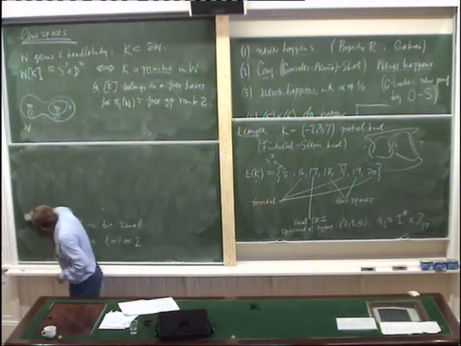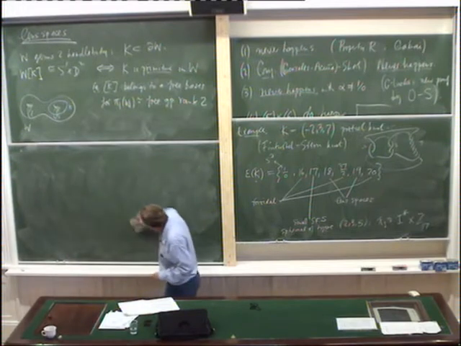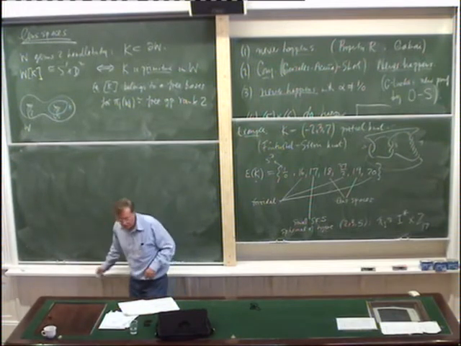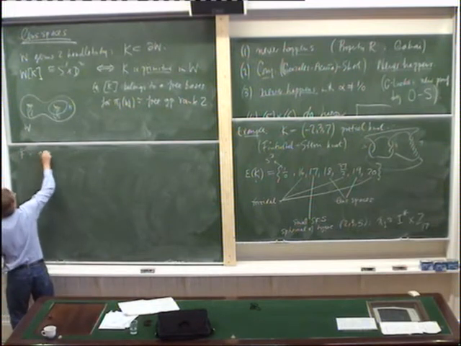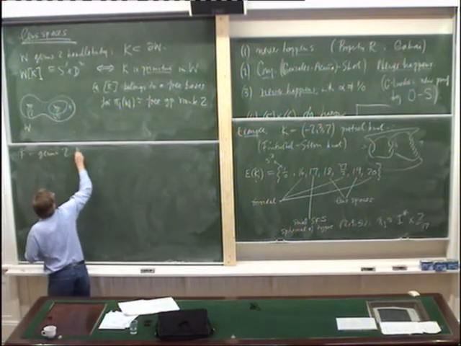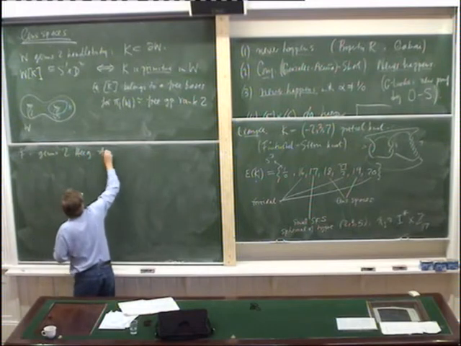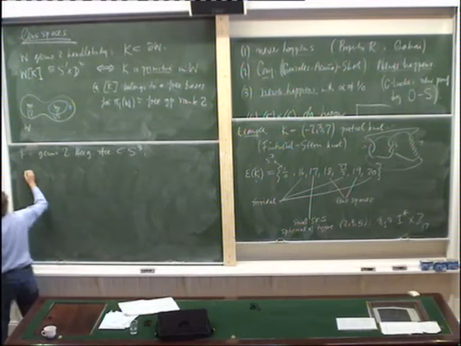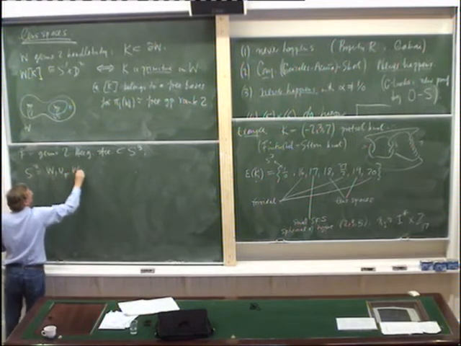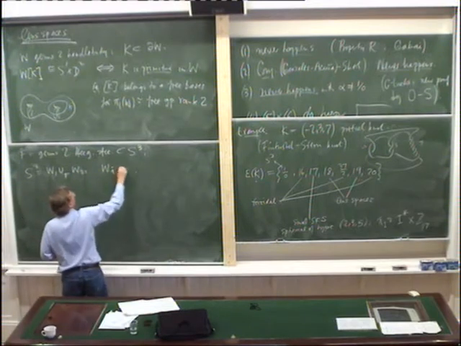So now what I want to do is go into S3, and suppose we've got F, a genus 2 Heegaard surface in S3. That means that S3 is decomposed into 2 handle bodies of genus 2.